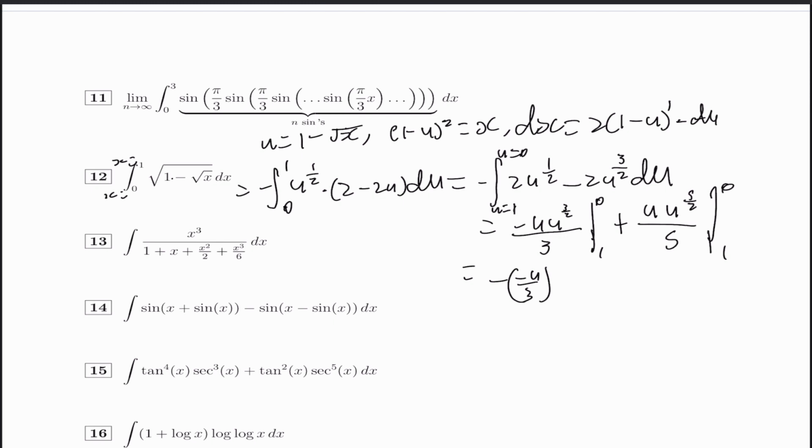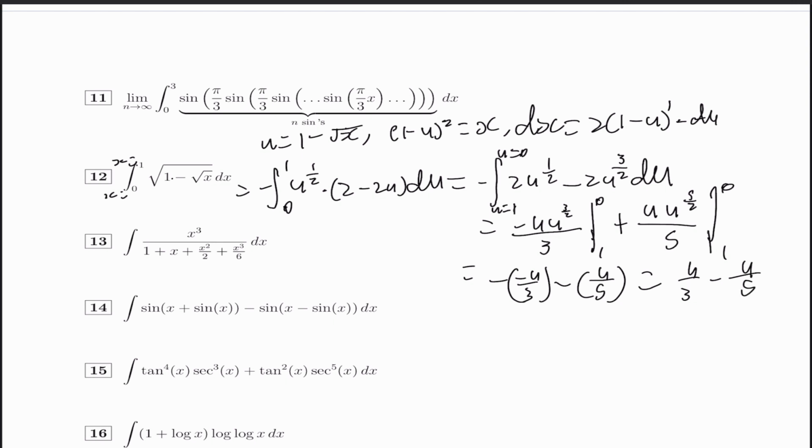And now we have to add. And plugging in 0 is going to be the same thing, it's going to be 0. And then you're going to have a minus. So this plus becomes a minus. And then we'll have 4 over 5, and this is 4 over 3 minus 4 over 5.